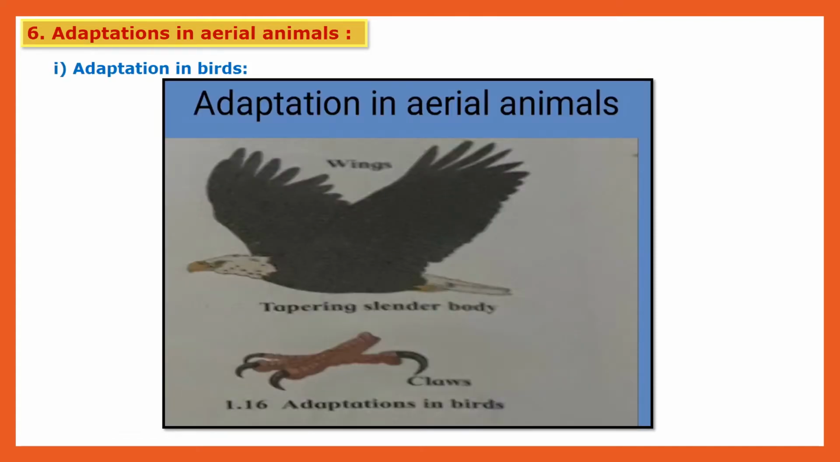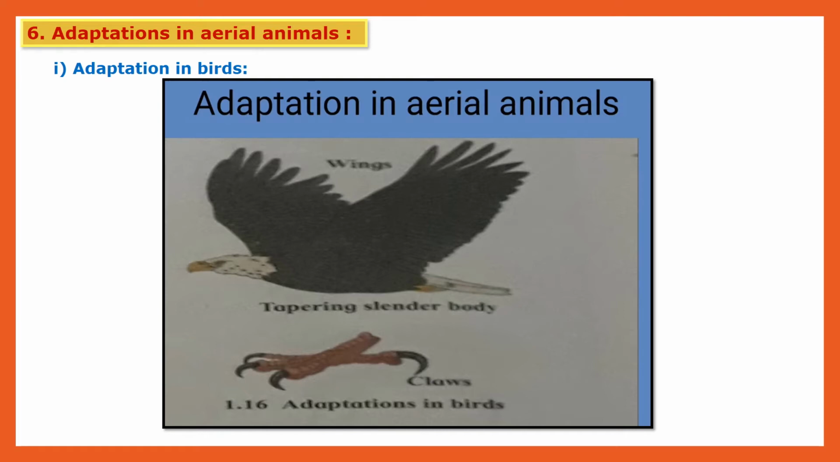Now the next type of adaptation is adaptation in aerial animals. Aerial means those who are living in the air. So the first subtype is adaptation in birds. Birds have a spindle-shaped body, and due to that they can fly easily in the sky. Feather covering the body means these birds have feathers on their body. Then these birds' front legs are modified into wings, and there is a presence of air sacs in their body.